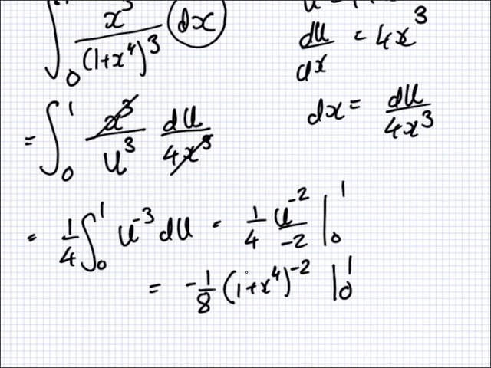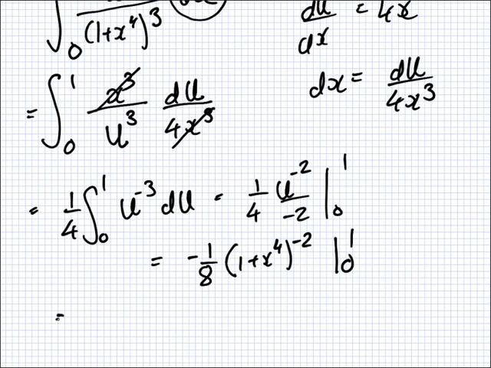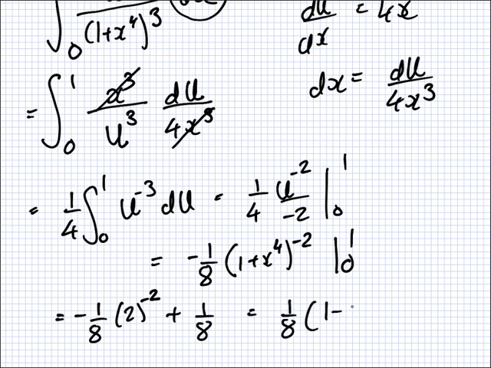Right, let's put 1 in first. If I put in 1, what will I get? I'll get minus 1 over 8, 2 to the power minus 2. And if I put in 0, I'll just get 1. So it looks like the answer will be 1 over 8, 1 minus a quarter, which of course is 1 over 8 times 3 quarters, which is 3 over 64. I think this is what it simplifies down to.